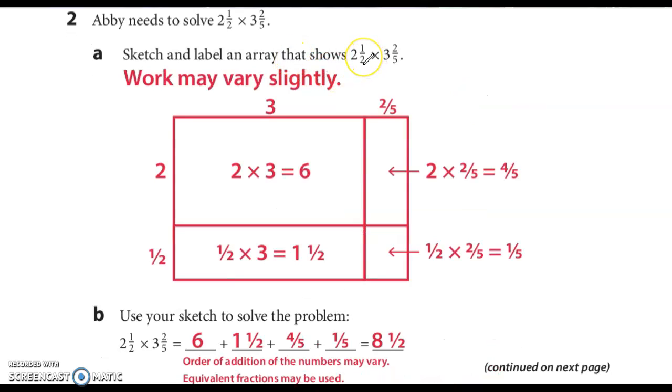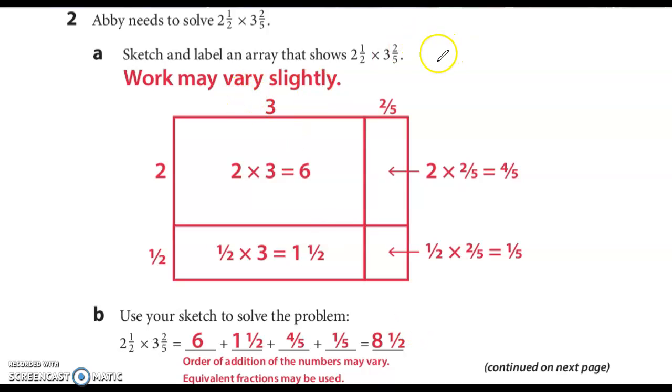All right, number 2, they're making you go ahead and draw the array for 2 1/2 times 3 2/5. Break up the numbers. You've got 3 2/5 on one side and 2 1/2 times on another. 2 times 3 is 6. 2 times 2/5 is 4/5. 1/2 times 3 is 1 1/2. And then 1/2 times 2/5 is 1/5. You're going to go ahead and add up all of your answers together. So 6 plus 1 1/2 plus 4/5 plus 1/5 ends up being 8 1/2.